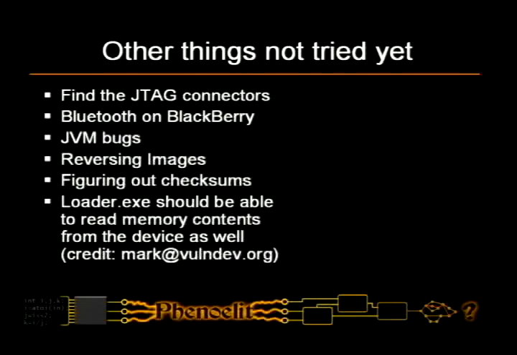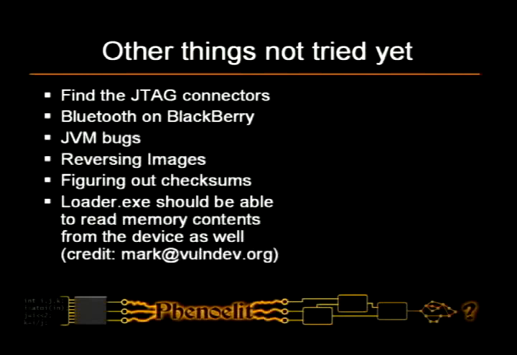There is still lots of stuff to do on the BlackBerry, especially on the device side. There's JTAG connectors. How many of you have ever heard of JTAG? Can you raise a hand? Okay, very good. Good educated crowd. So JTAG is a hardware debugging thingy in very short, which is quite useful because you can solder stuff to the device and do hardware debugging. Finding the JTAG connectors, Bluetooth, nobody played with Bluetooth on the BlackBerries yet. JVM bugs, I mentioned those, reversing the images, finding out what's going on, what are the checksums and stuff, or reading and writing memory.